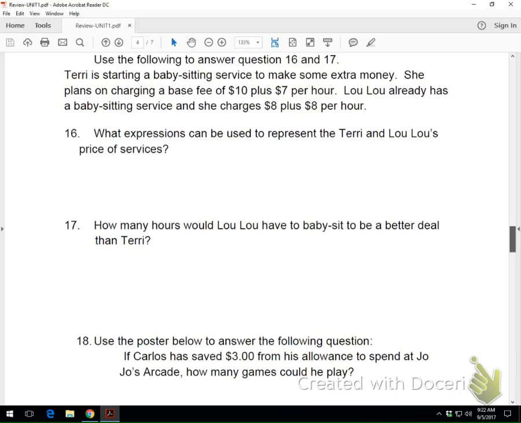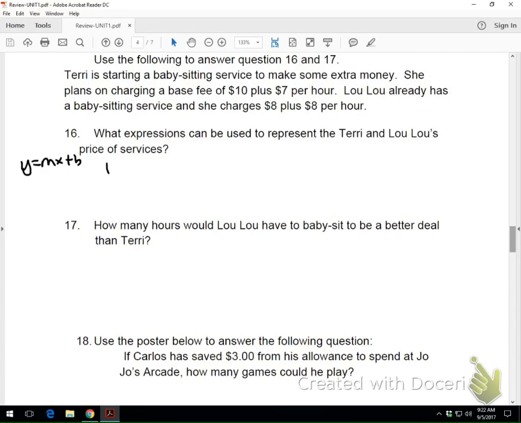Okay, so it says use the following to answer 16 and 17. Terry is starting a babysitting service to make some extra money. She plans on charging a base fee of $10 plus $7 per hour. Lulu already has a babysitting service and she charges $8 plus $8 per hour. Ultimately, remember, we want these to look like this: y equals mx plus b.